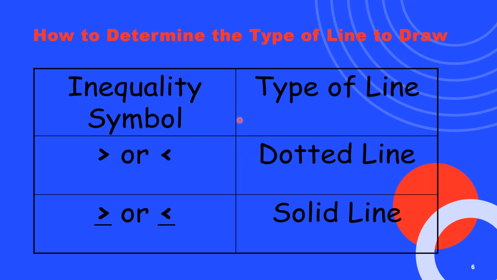Okay, let's go on. How to determine the type of line to draw? For inequality symbols, this is greater than, this is less than, greater than or equal to, or less than or equal to. So for less than and greater than, you use a dotted line. And for less than or equal to and greater than or equal to, you have to use a solid line. Okay, let's move on.